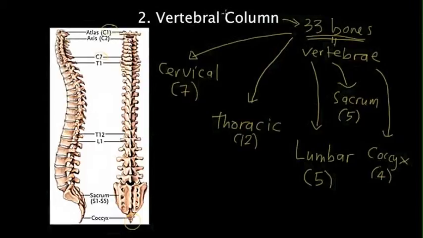So the formula here is 7125554. So 7125554 is 7, 12, 5, 5, 4. 7 is for cervical, 12 is for thoracic, 5 is for lumbar, 5 is for sacrum, and 4 is for coccyx.